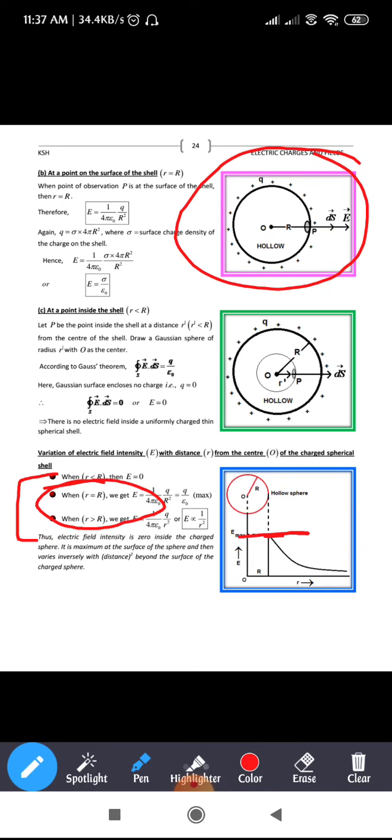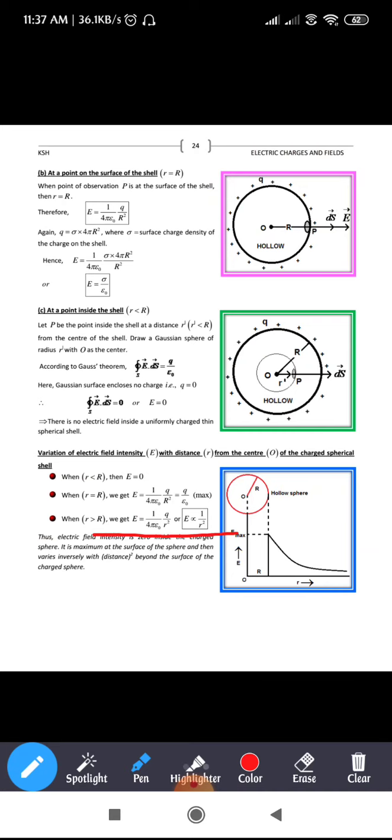The next case is nothing but the third case. E is proportional to 1 by r square. As you go away, as the r value keeps on increasing, you can see that the electric field keeps on decreasing, right? So this is the variation of the electric field. It is decreasing, and for the third case you can see it almost touches the x-axis. That means the electric field value becomes 0. So this is the variation of electric field with respect to the distance r.